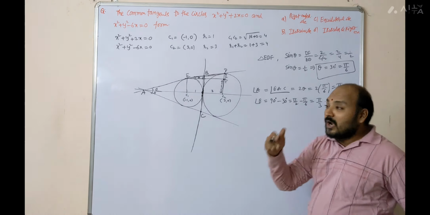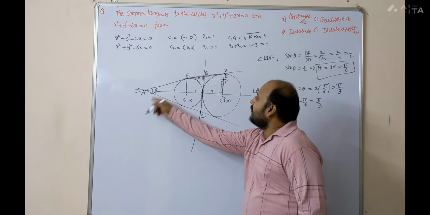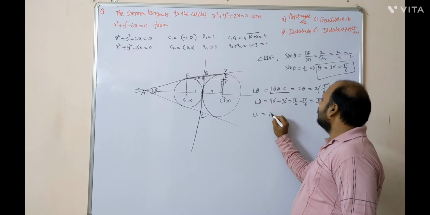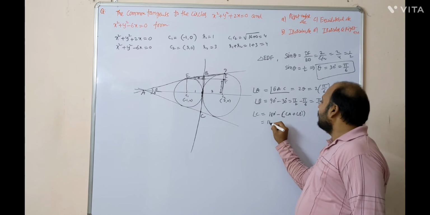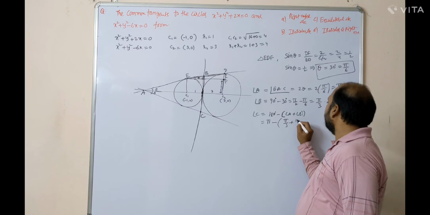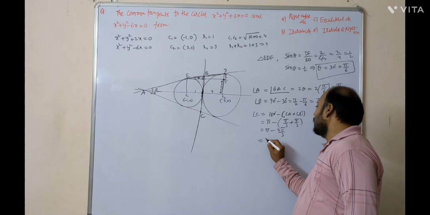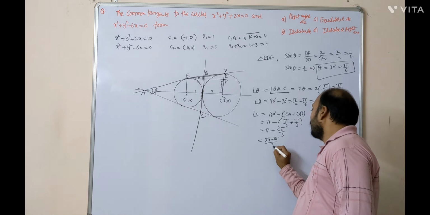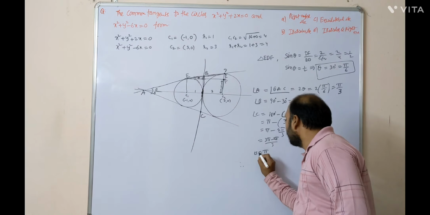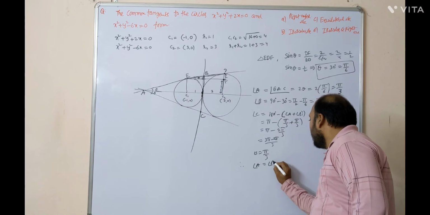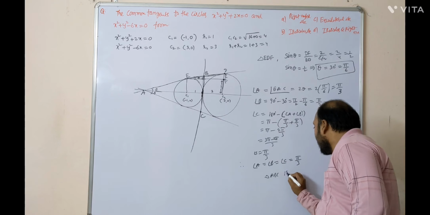What about angle C? This angle C I wanted. A and B values we got, so C will come now. 180 degrees minus angle A plus angle B. So 180 means pi minus pi by 3 plus pi by 3. So pi minus 2 pi by 3, that is pi by 3. So all angles are equal. So angle A equal to angle B equal to angle C is equal to pi by 3. Therefore triangle ABC is an equilateral triangle.